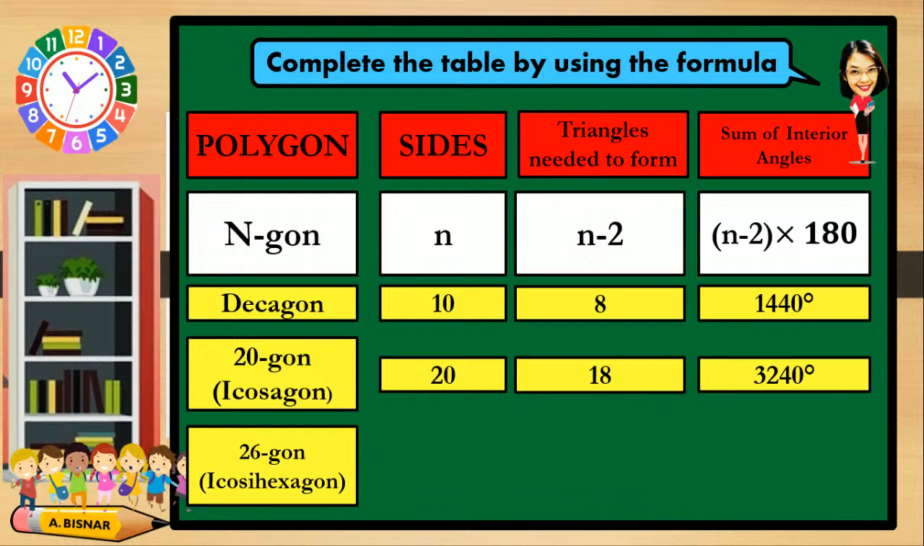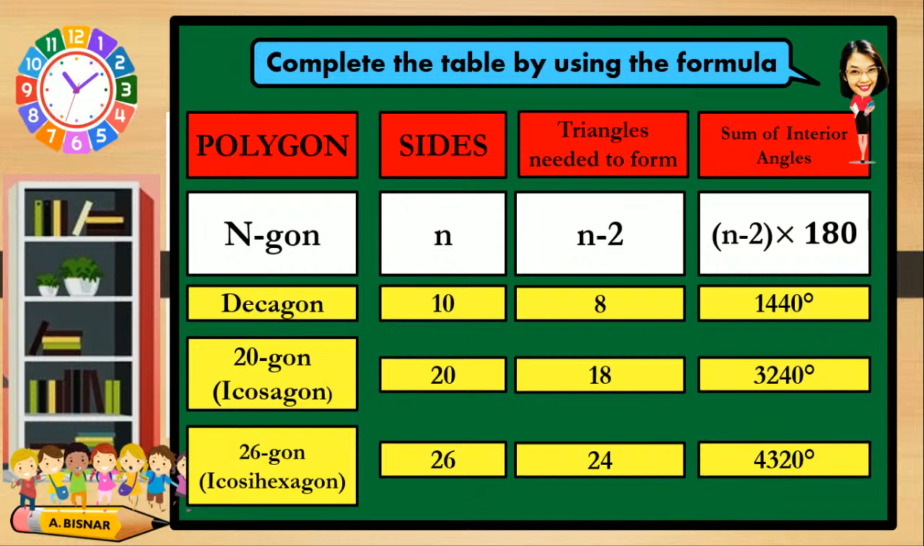Okay, let us check. So, you have 26, tama? And then 24. Ang bilis sumagot ni Wayne. And then 4,320. So, Domingo, Simon, and Tubal, you're all correct. And also Tabay.